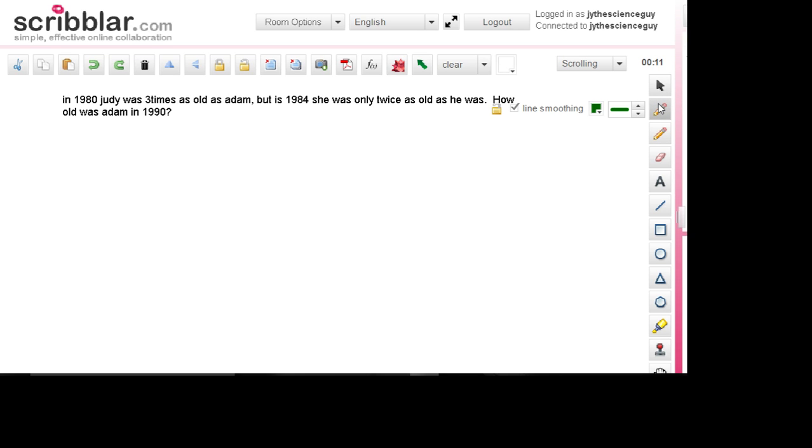What part do the years play into it? They are categories of ages. So the years are going to play a part because the relationship between their ages changes as time moves on. So this is how I would set this up. I would set this up in a chart.